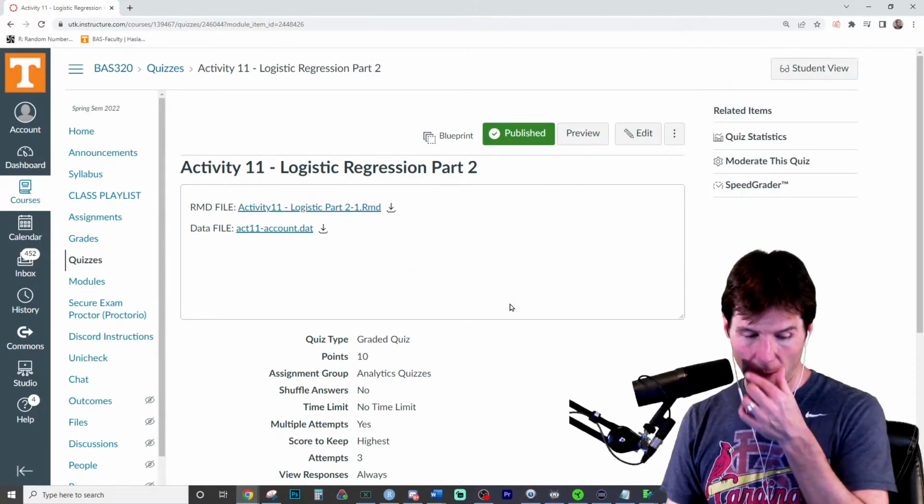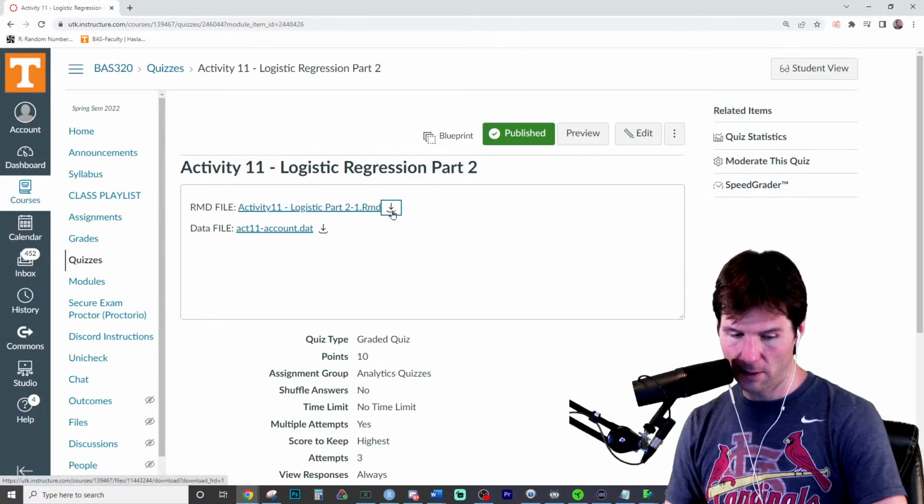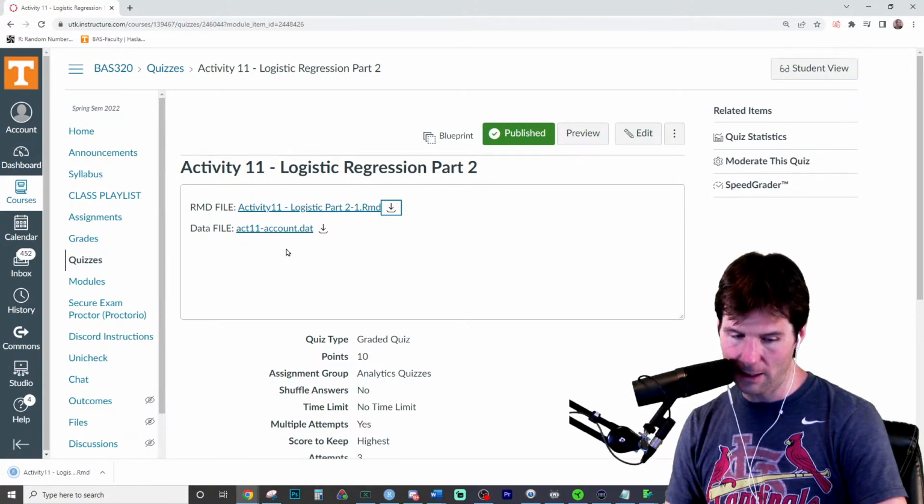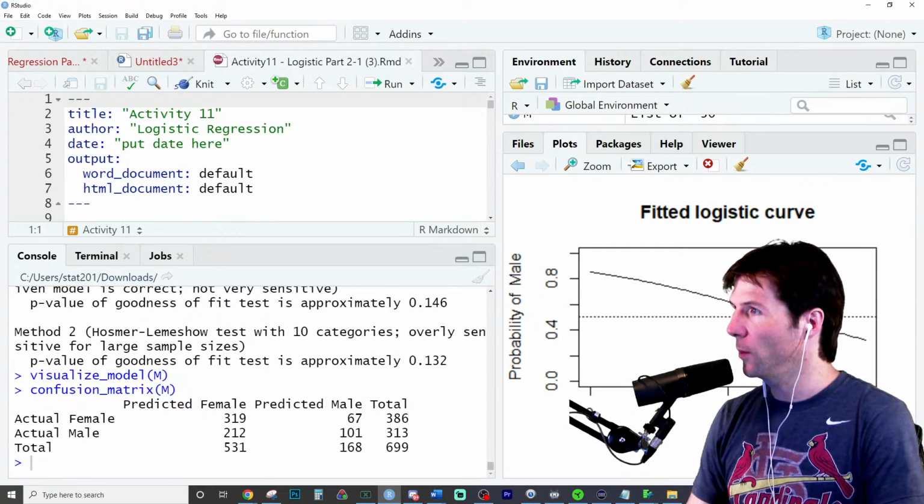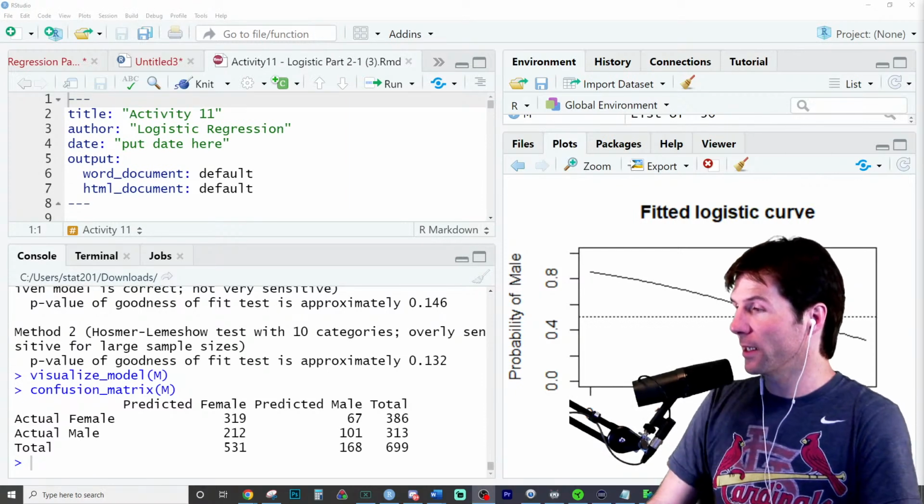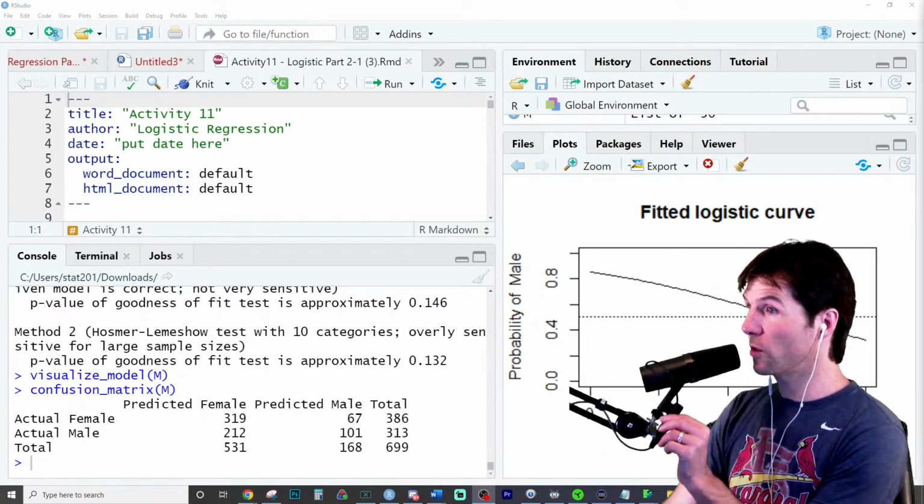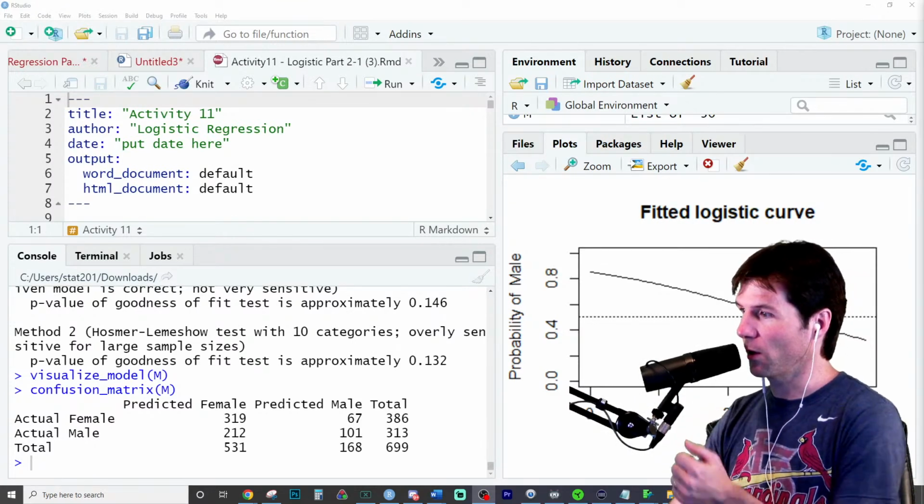So here's the activity file. I should have just downloaded it. Let's go ahead and click to download. We got the Act 11 account data. And here we are opening it, and there we are. So with the activity file open, we are going to do some logistic probability curves.